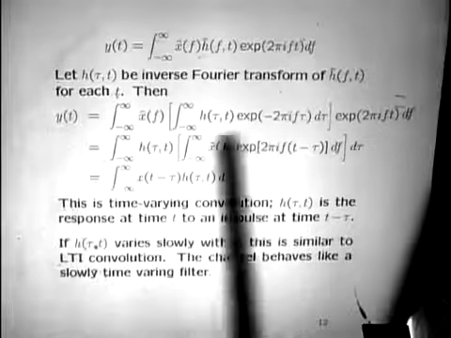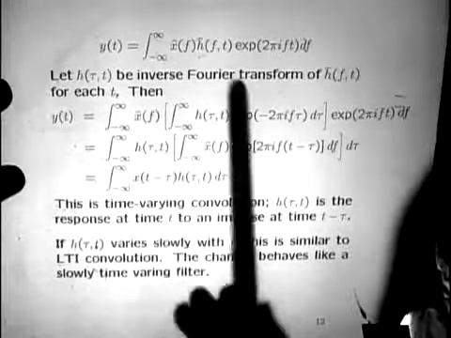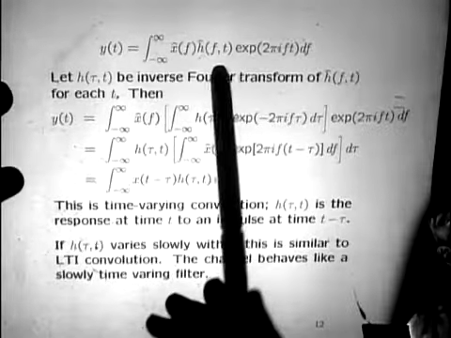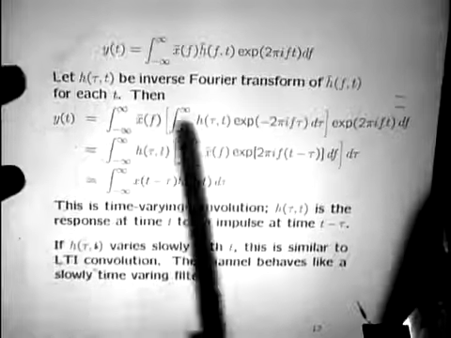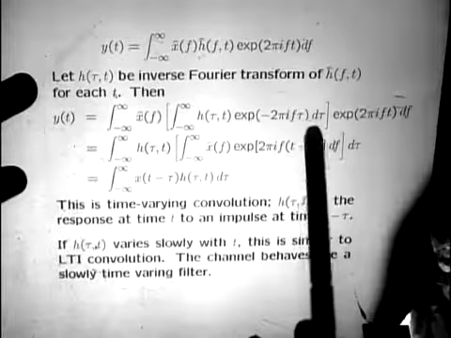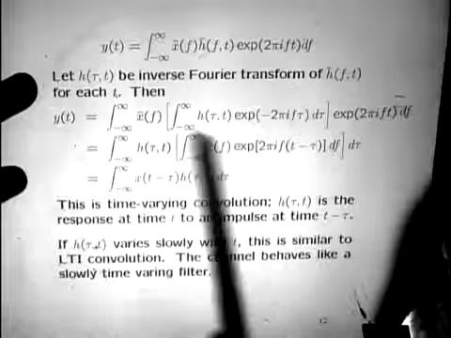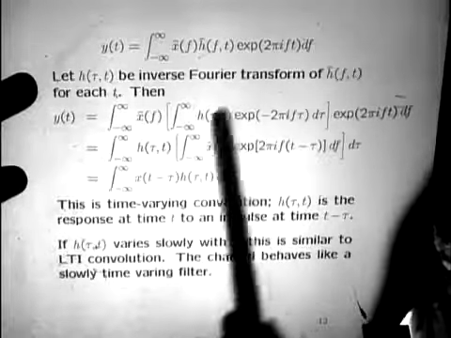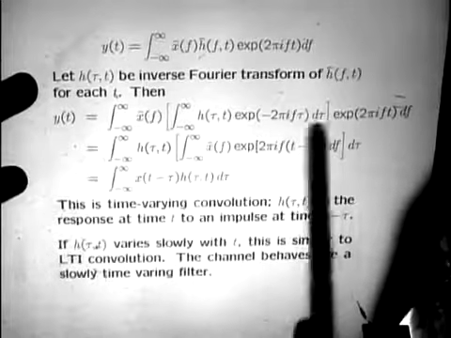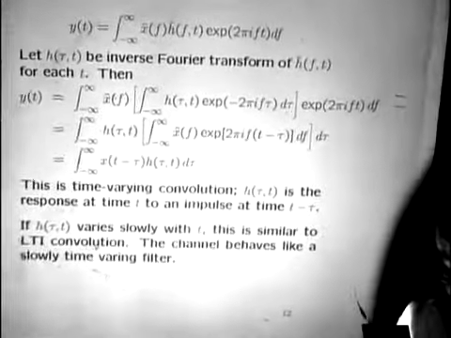Then y of t is going to be equal to this quantity here, except in place of the system function h hat of f and t, for a particular value of t, I'm going to put in this inverse Fourier transform. So it'll be h of tau and t, e to the minus 2 pi i f tau d tau. This integral here is just h hat of f and t.